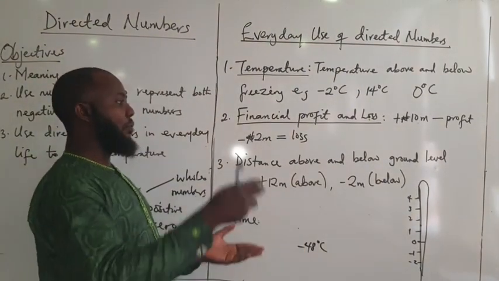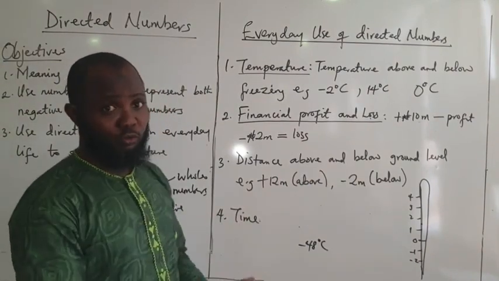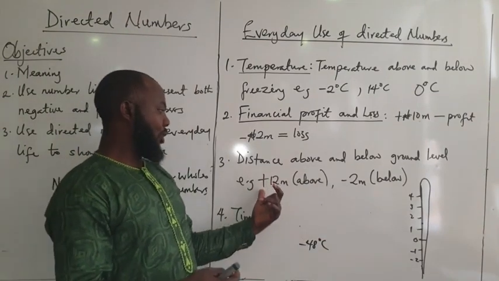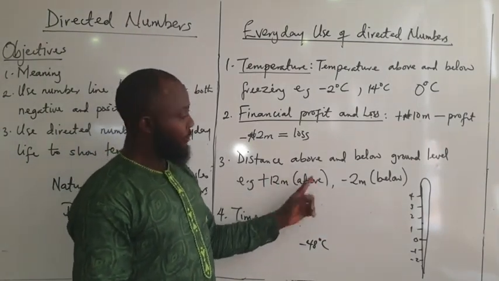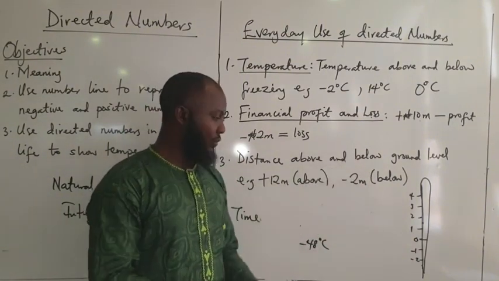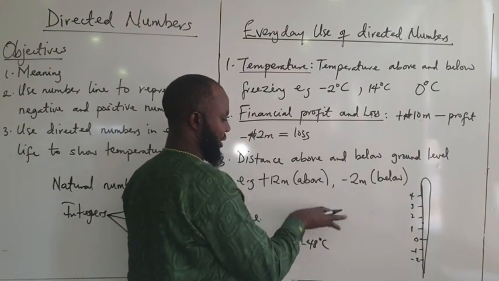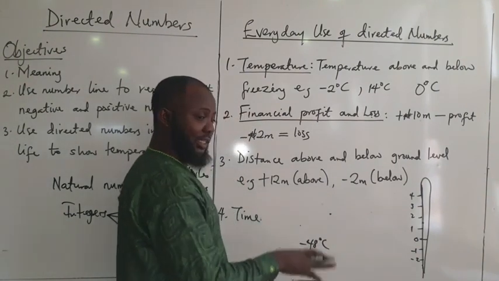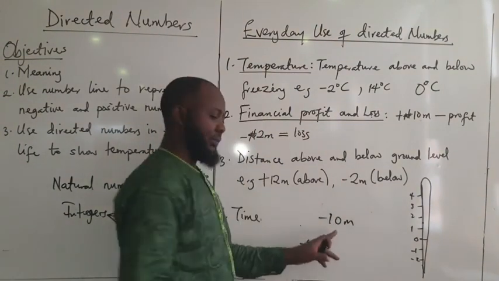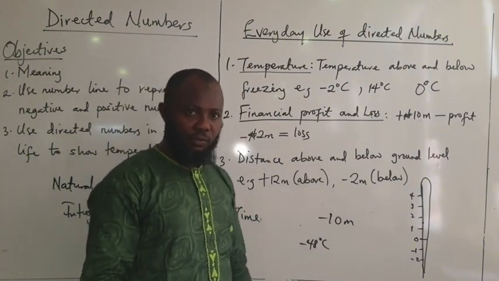Then distance above and below ground level. So when you're looking at distance above and below ground level, we also make use of what? Directed number, which is positive and what? Negative. So we have plus 12 meters, that is what above, and minus 2 meters, that is what below, because the minus means below. For example, the foundation of this house is minus 10 meters. That is, it is 10 meters below the ground level. Hope I'm making sense.